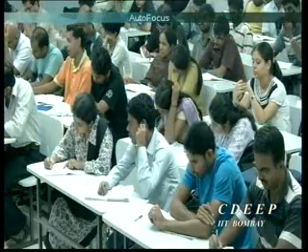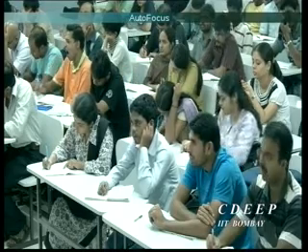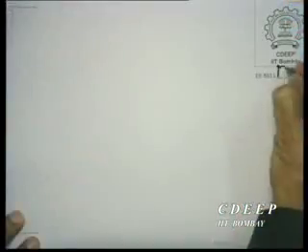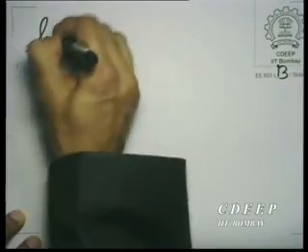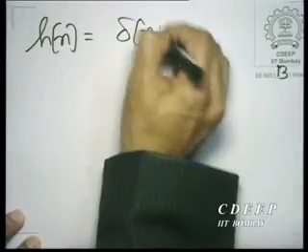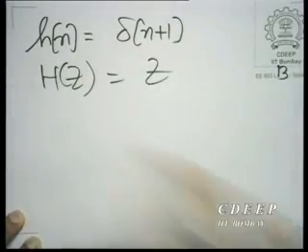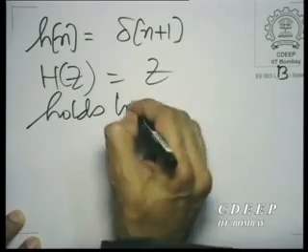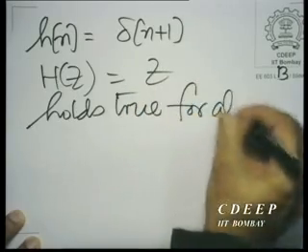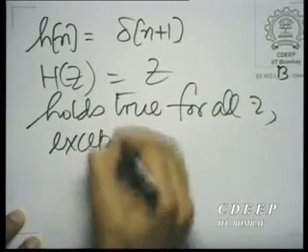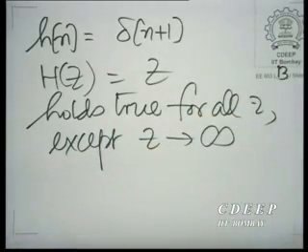So you see, it's a very tricky point. The bounding circles may or may not be in the region of convergence. That must be carefully seen. Again, let's take another such example. Let's take h[n] is delta[n plus 1]. And it's very easy to see that the Z transform is simply Z. Holds true for all Z except Z tending to infinity.